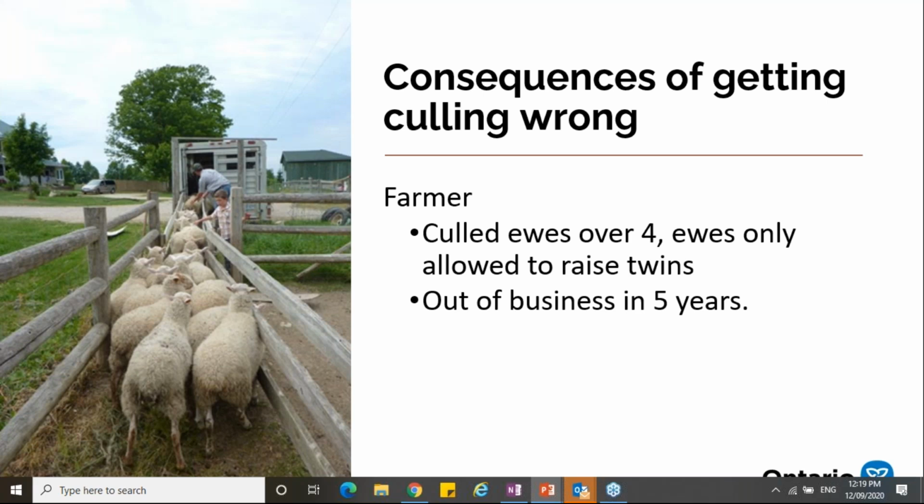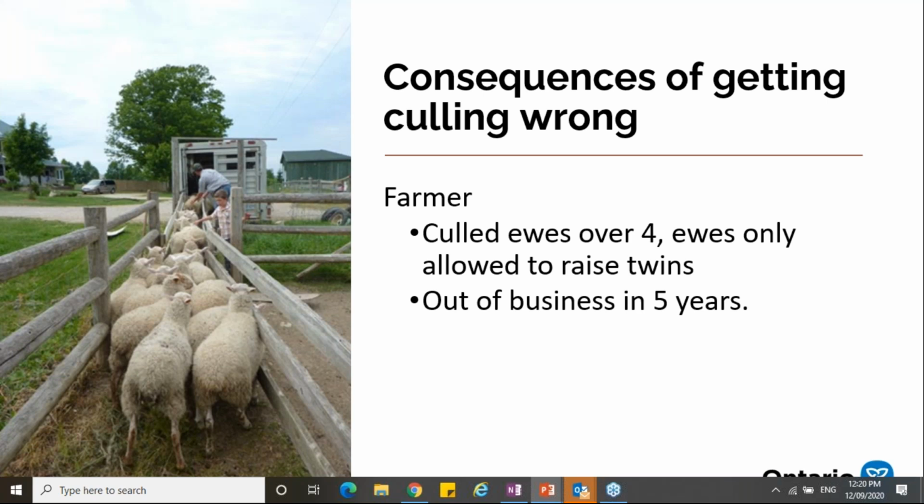A few years ago, a lot of years ago, I knew a farmer who had some good ideas. He wanted to get some strategies to make things easier and work better. So he decided he was going to cull all ewes that were over 4 years of age. The ewes were only going to be allowed to raise twins, and everything else would be raised on a milk machine.